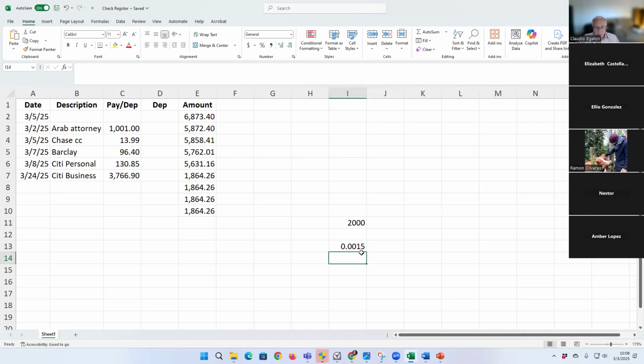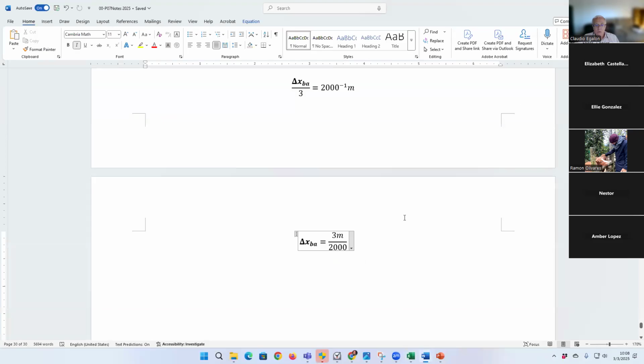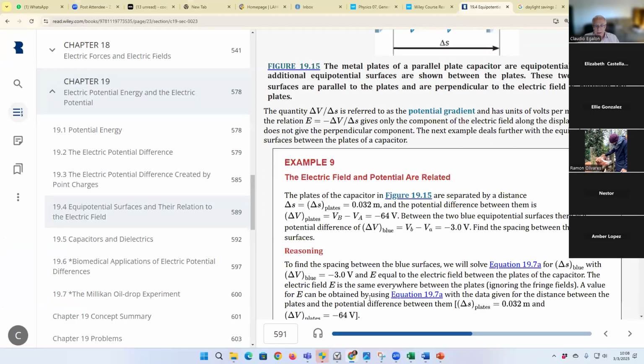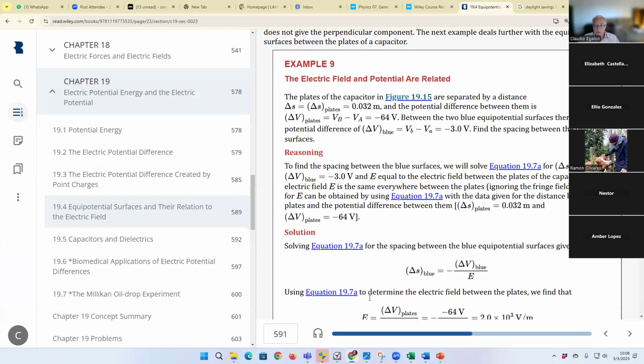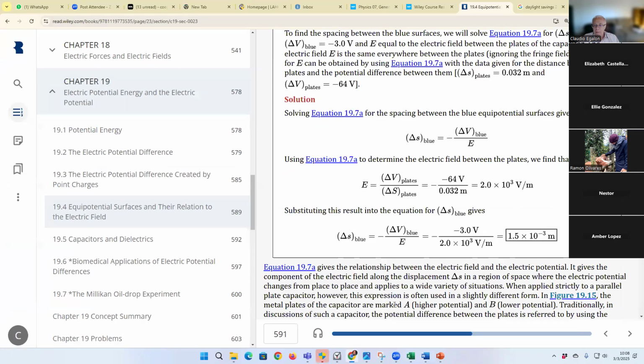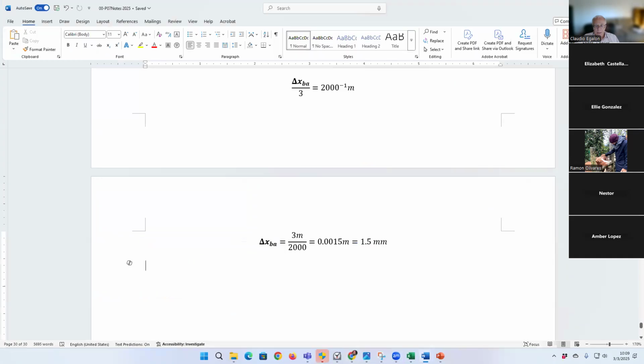I'm getting 1, 2, 3, 1 millimeter and a half. 0.0015 meters, which is equal to 1.5 millimeters. Okay, let's see if that matches the book. Let's see, solution, reasoning. 1.5 millimeters, 1.5 times 10 to the minus 3 meters. Okay.